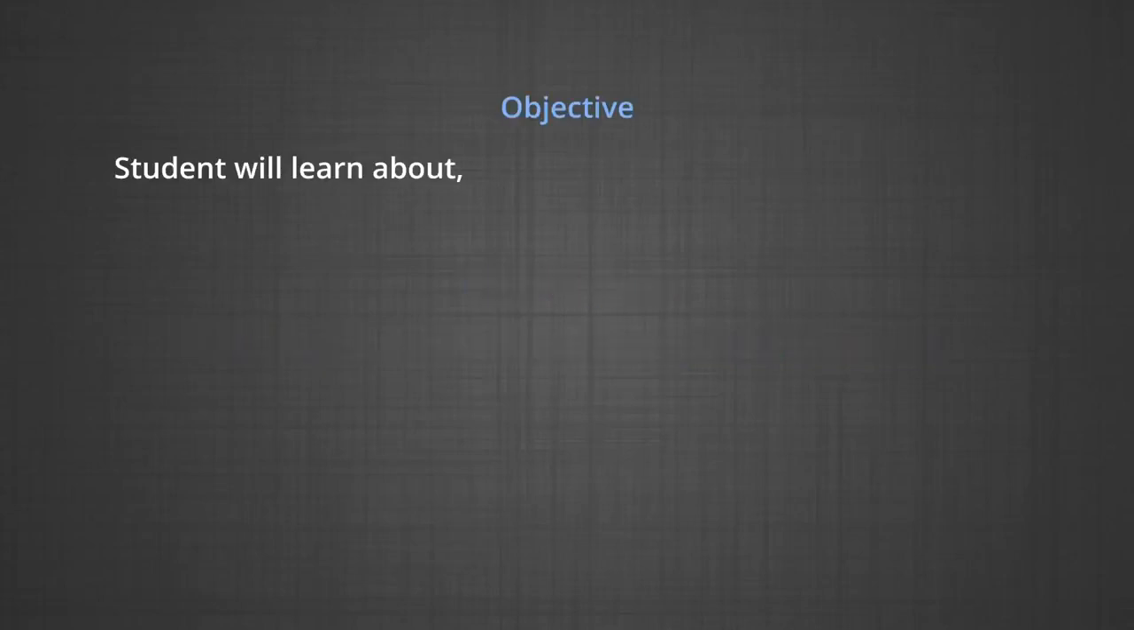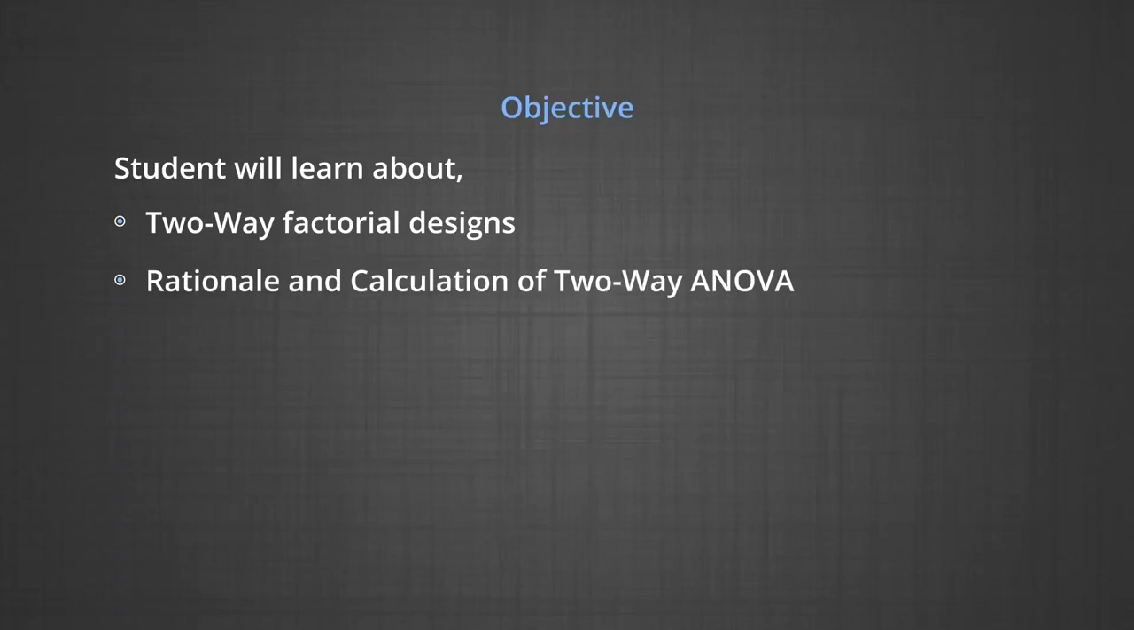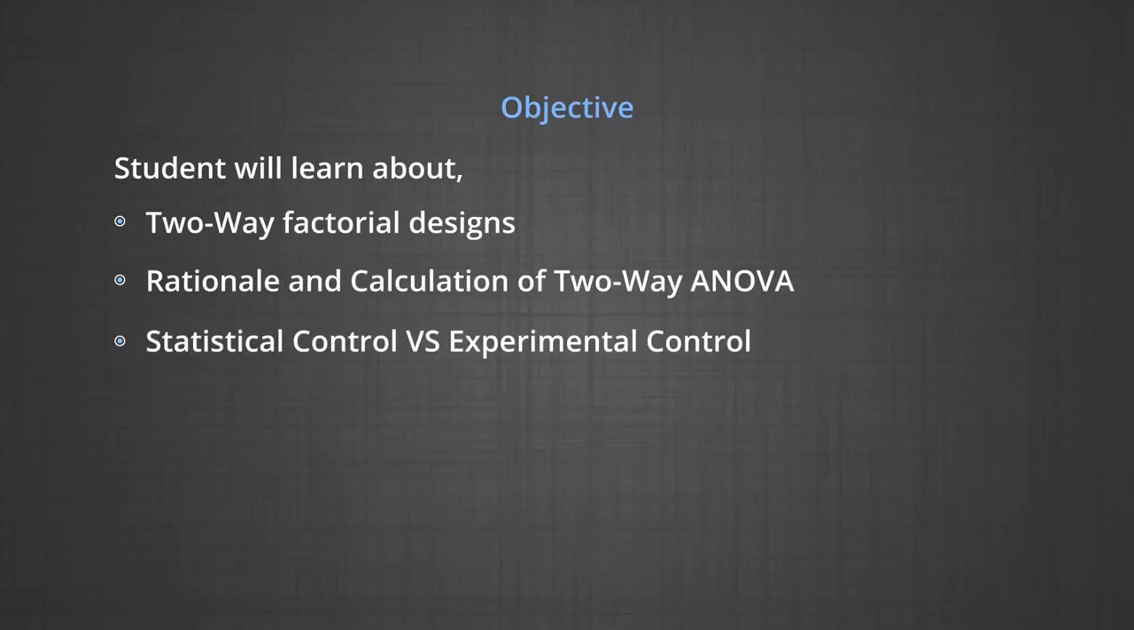The objectives of this module are that students will be able to learn about two-way factorial designs, and also learn about the rationale and calculation of two-way ANOVA. The statistical control versus experimental control will also be explained.